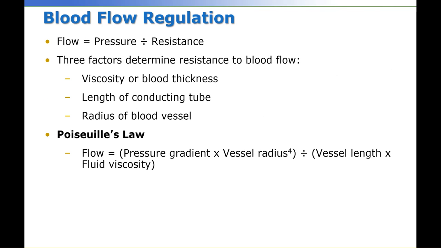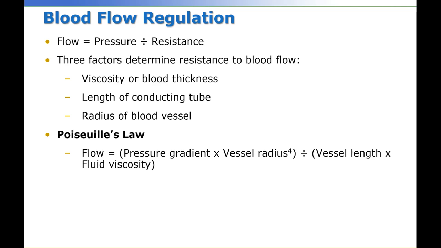Blood flow regulation. Flow equals pressure divided by resistance. Three factors determine resistance to blood flow: viscosity or blood thickness, length of the conducting tube, and radius of the blood vessel. Poiseuille's law: flow equals pressure gradient times vessel radius to the fourth, divided by vessel length times fluid viscosity.